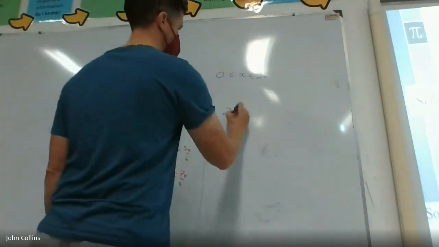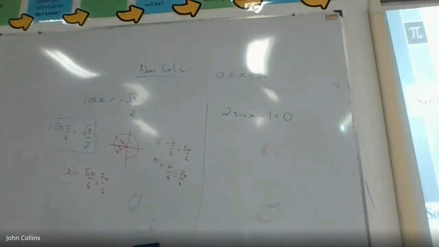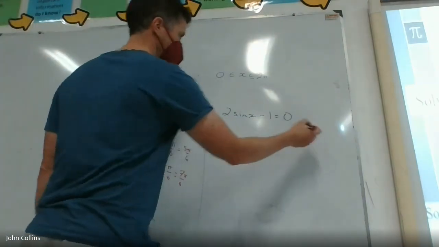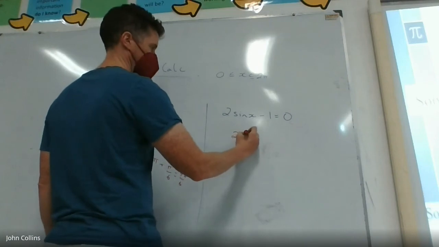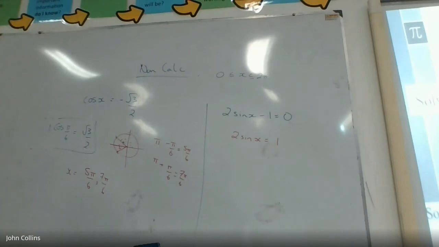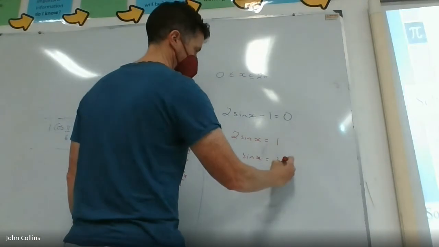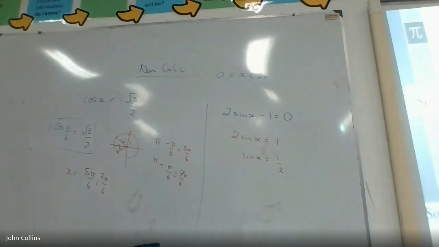2 sine x minus 1 is equal to 0. So you want to be left with something like this. Cosine x equals, this one you want to be left with sine x equals. So we do some manipulation, some rearranging, add 1 to both sides. You get 2 sine x is equal to 1. Divide by 2 both sides to get sine x is equal to a half. And now we've got a known angle.